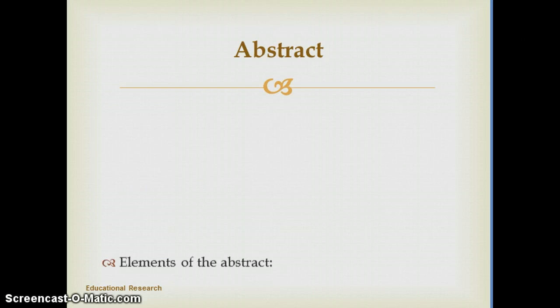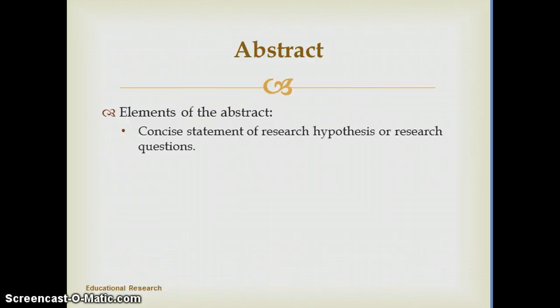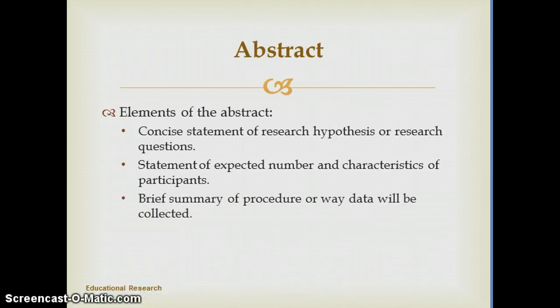Anyway, abstract. So we're talking about abstract. The elements of the abstract as part of your proposal, essentially it's a concise statement of the research hypothesis and the research questions. A statement should include the expected number and characteristics of the participants, a brief summary of procedure or the way the data will be collected, and then a brief statement of how you will analyze results.